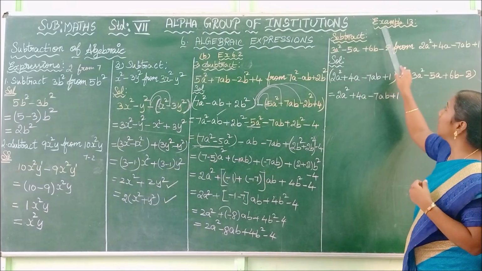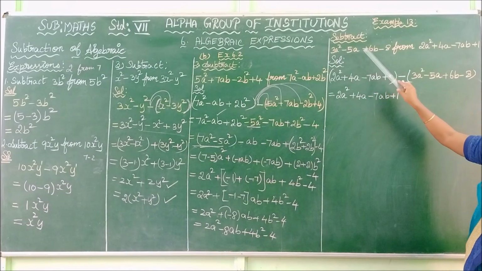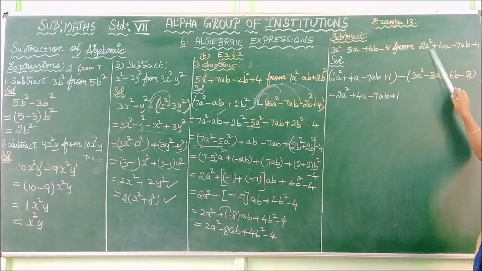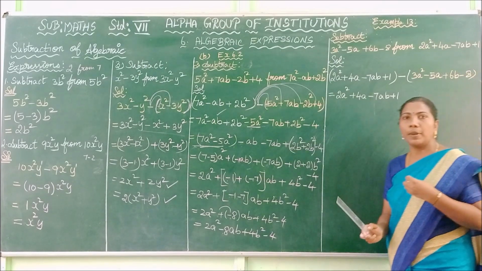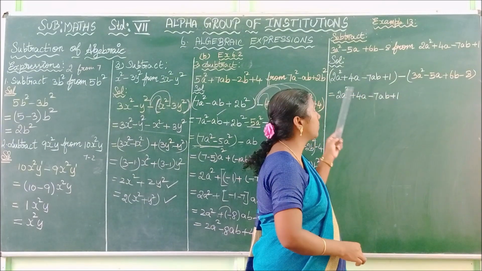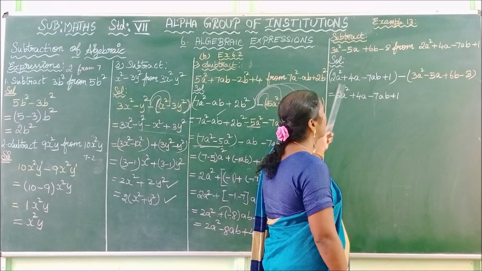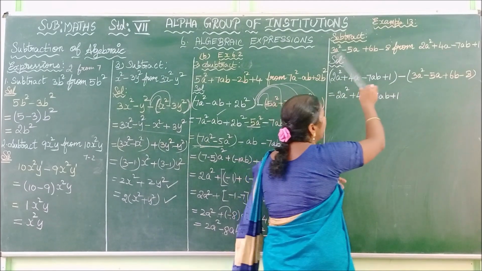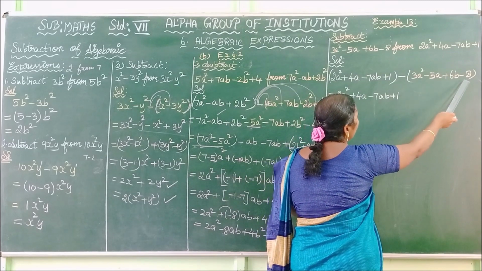Next we are going to see example 13. Subtract 3a square minus 5a plus 6b minus 8 from 2a square plus 4a minus 7ab plus 1. We are going to subtract this. Okay, first you have to write the expression which comes after the word from. So first you write 2a square plus 4a minus 7ab plus 1 minus, you have to write the first expression 3a square minus 5a plus 6b minus 8.